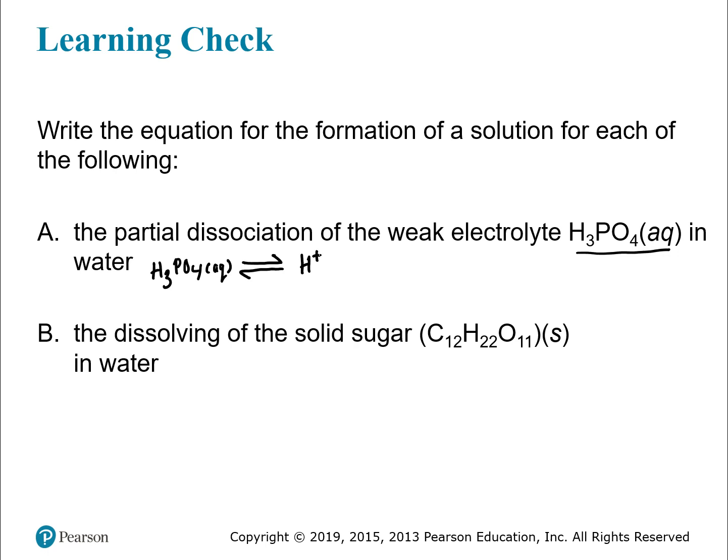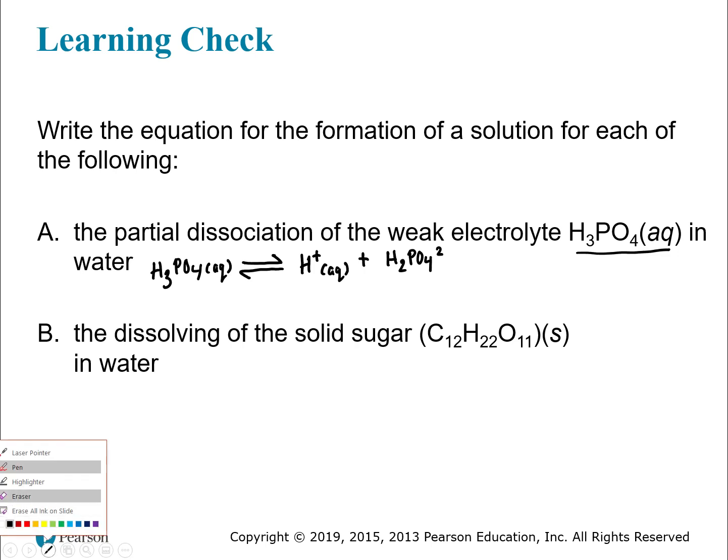And since it's only partially dissociated, we're only going to put 1 hydrogen ion and then we need to put the negative ion, which is the conjugate base. We'll talk about that probably in chapter 11. And that's it.